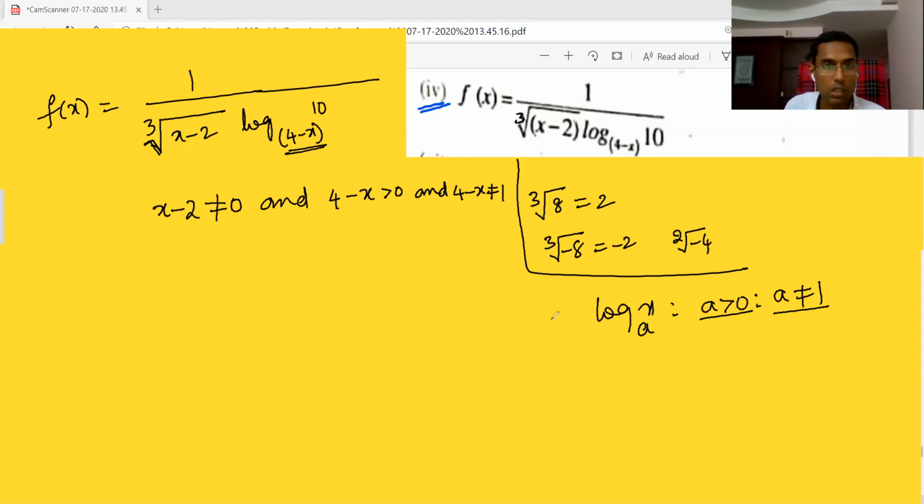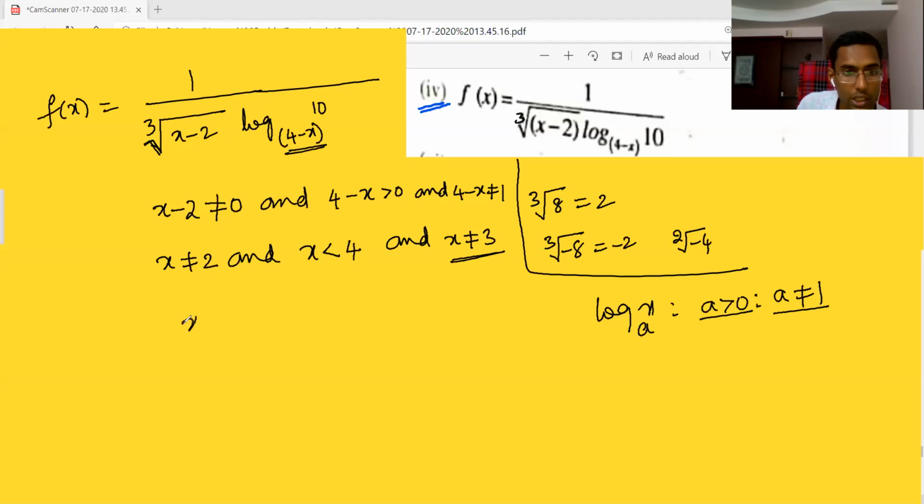So this we discussed. Now x is not equal to 2, one condition, and if you take that side, x is less than 4, another condition, and x is not equal to 3. If you bring this side, x is not equal to 3, another condition. So x is less than 4. X is less than 4 means what? Minus infinity to 4.